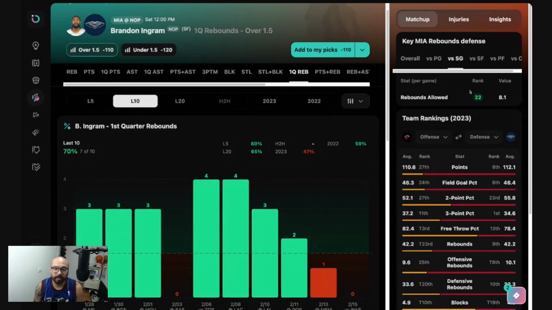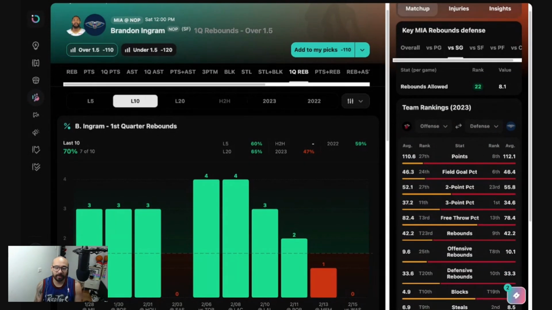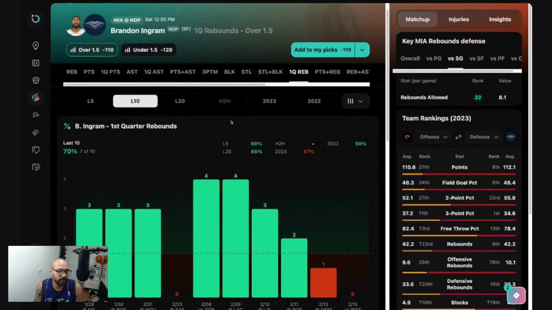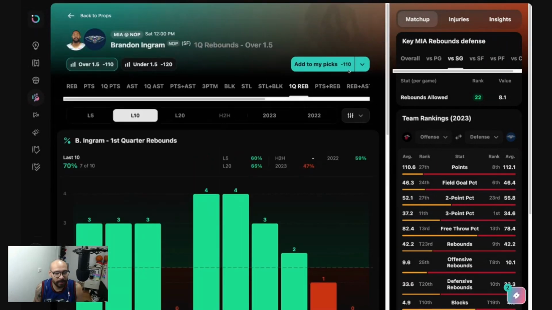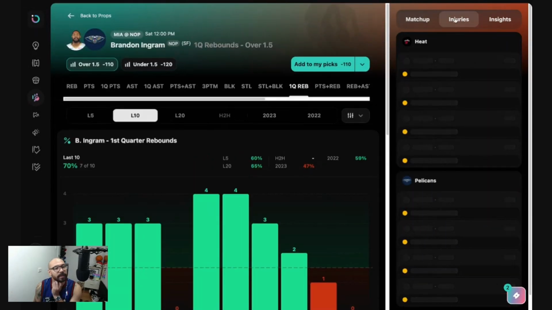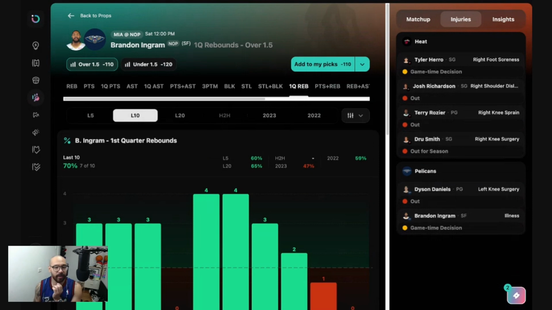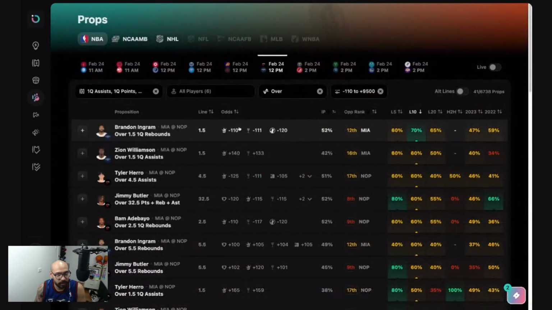The matchup is not a bad one. The Miami Heat allow their 9th most rebounds to shooting guards this season. He doesn't have a head-to-head matchup against them, though, in recent times. So that makes it a little bit difficult. In terms of injuries, what do we got here? Tyler Herro's game time, Richardson, Rozier out. And Brandon Ingram himself, he's a game time decision. So the lesson I learned today, if they're game time decisions, don't go near them.